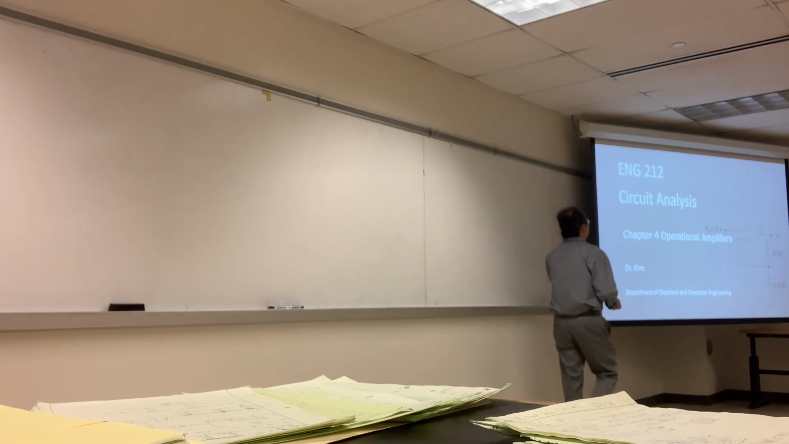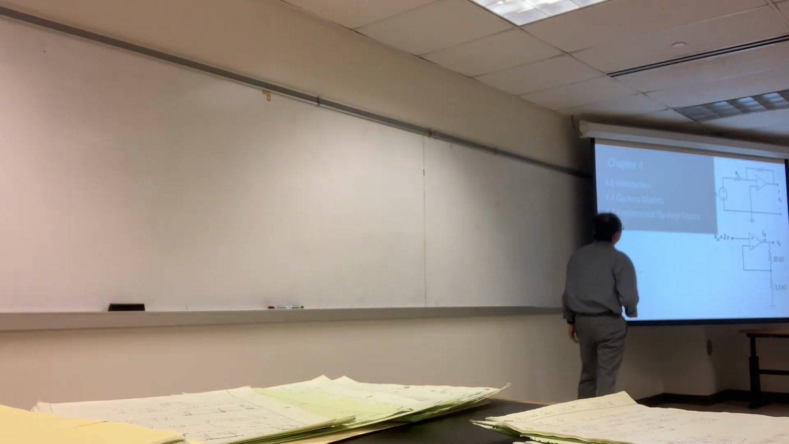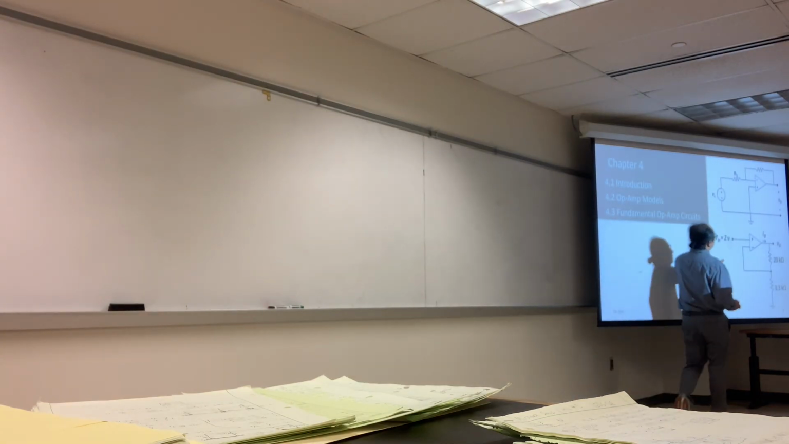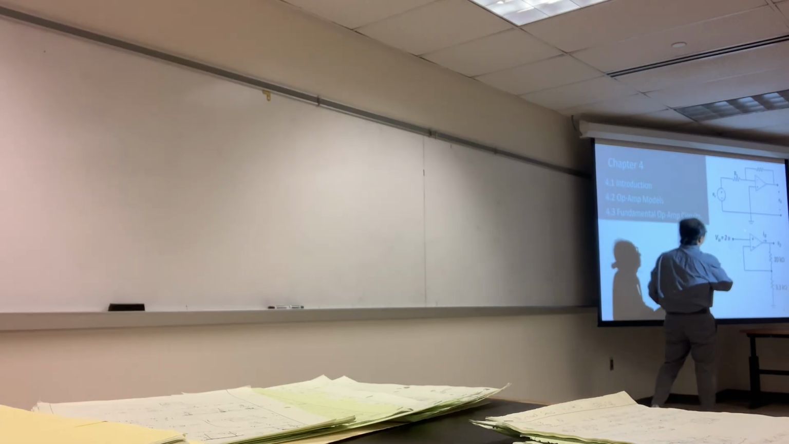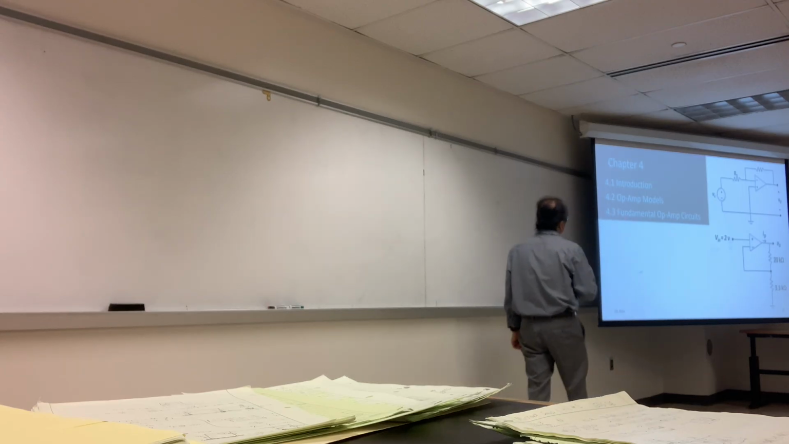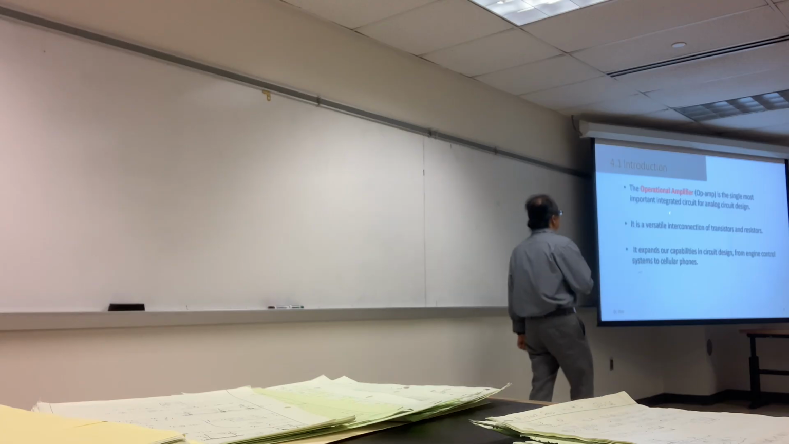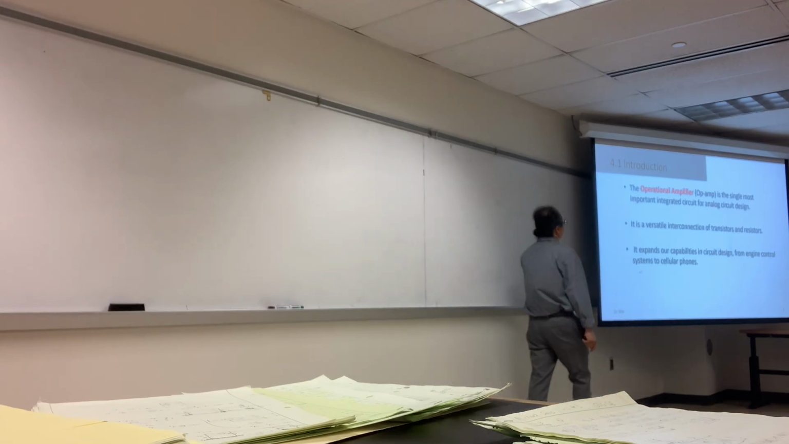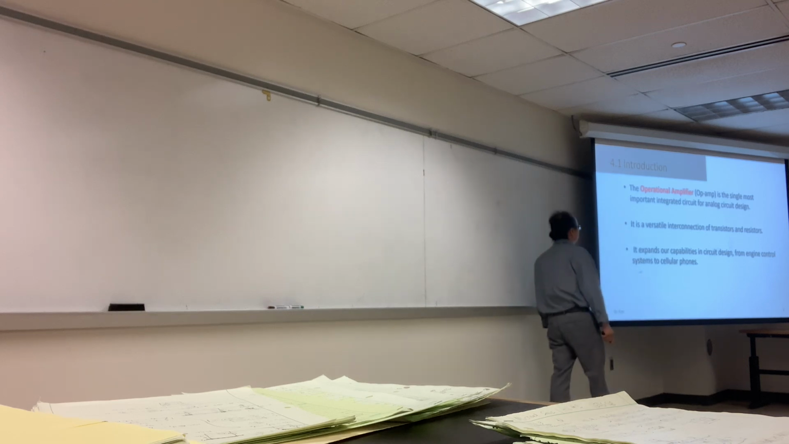Chapter 4 is about the operational amplifier, so-called op-amp. It looks like this, and we're going to have resistors connected to the positive terminal or negative terminal and so on. It's a short chapter. The op-amp is the single most important integrated circuit. It is a versatile interconnection of transistors and resistors. I'll show you inside of this op-amp, and it expands our capabilities in circuit design.